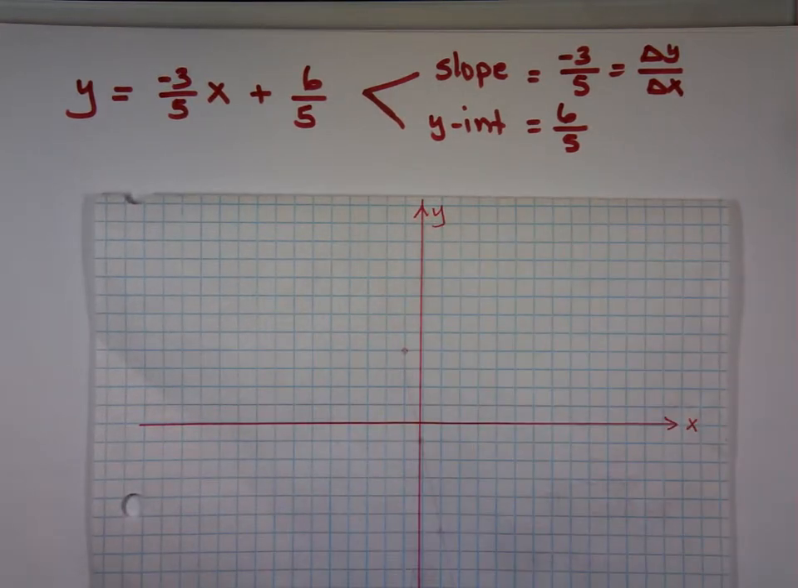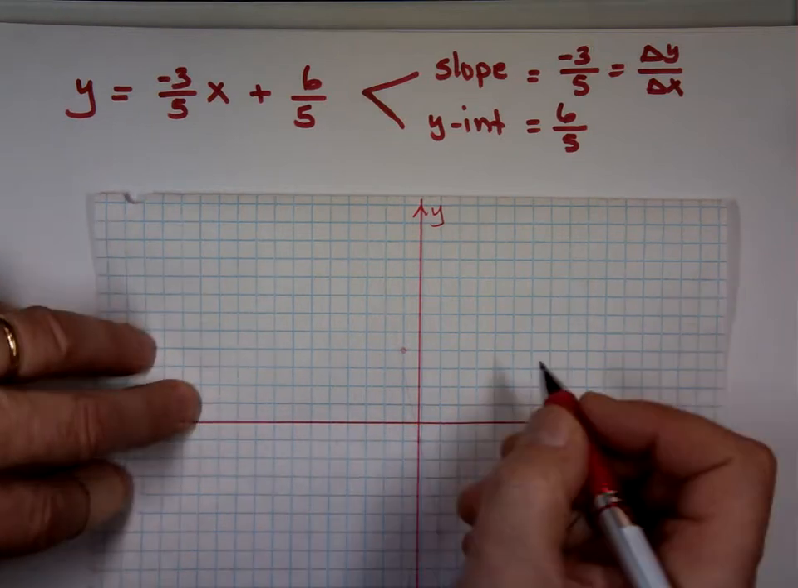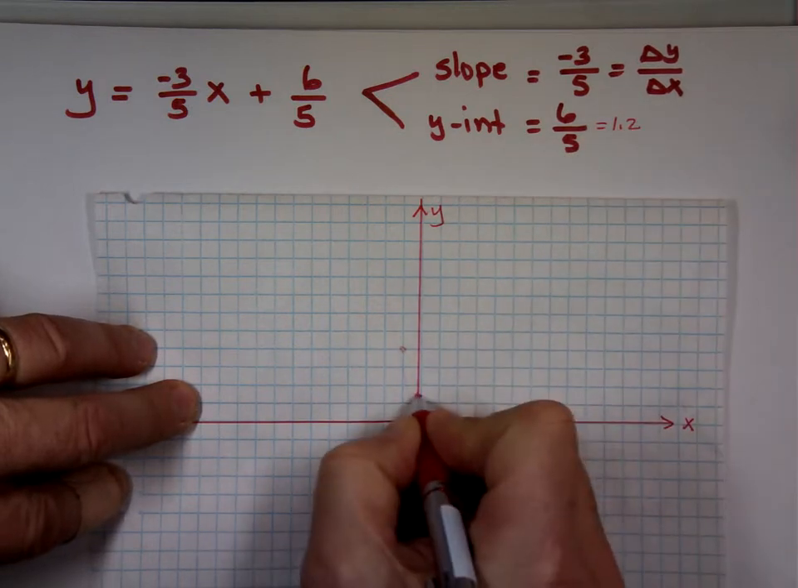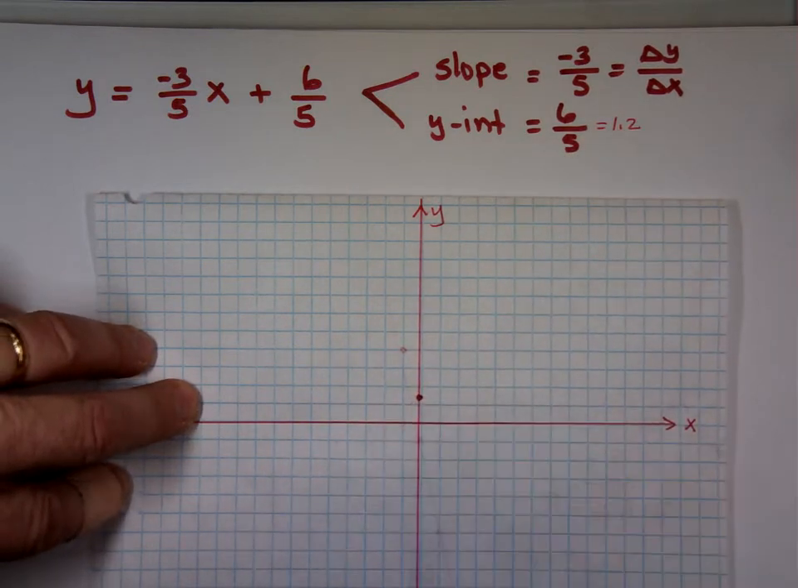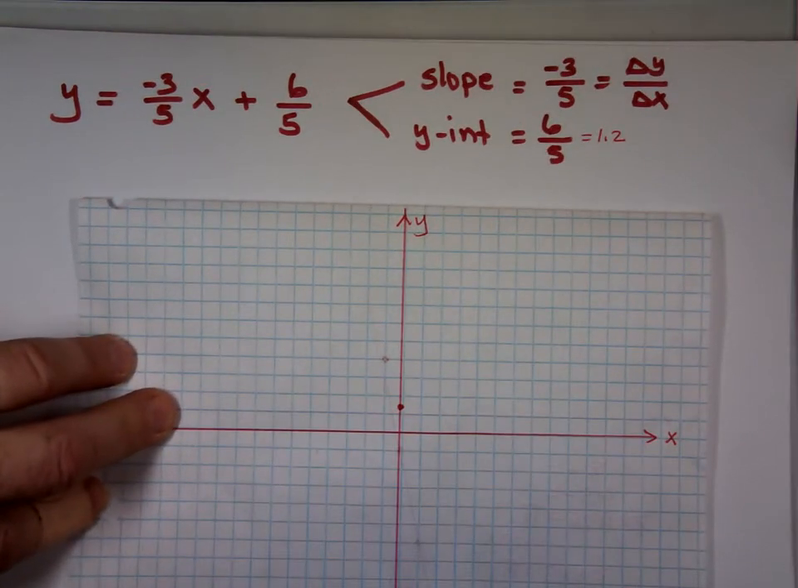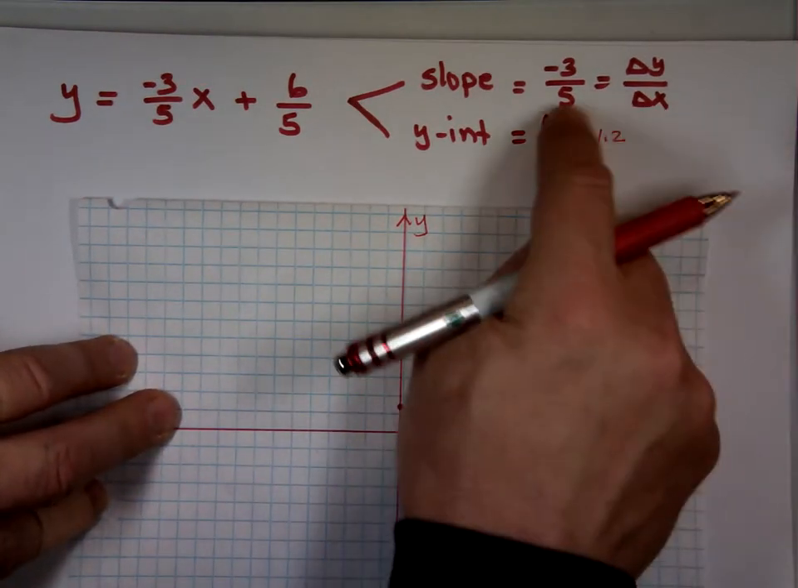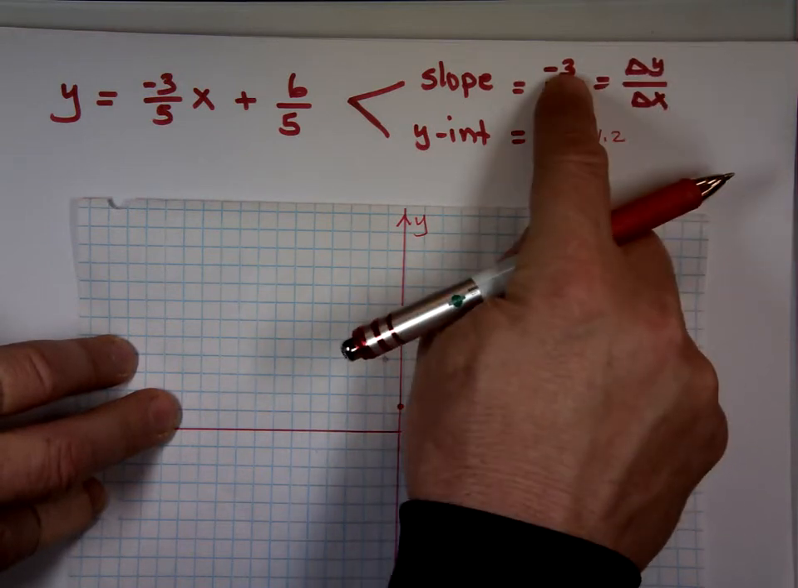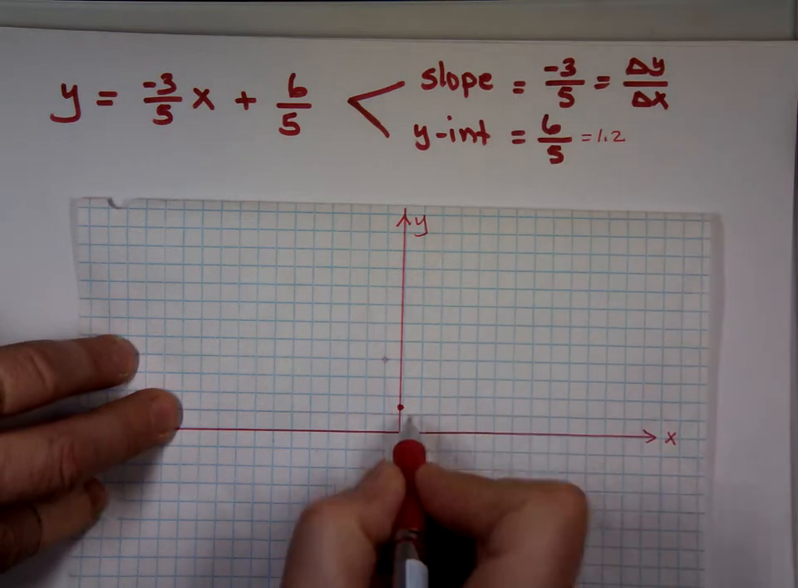Let me begin with the y-intercept. 6 over 5. That's a little bit more than 1. That's a 1.2 again. That's somewhere here. Now my slope, let's look at the slope. It says if x increases by 5, the y value has to do what? Decrease by 3.